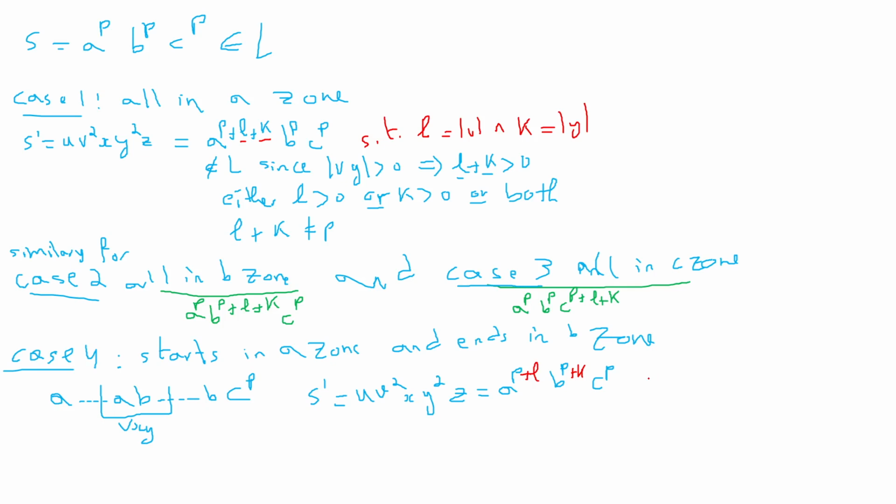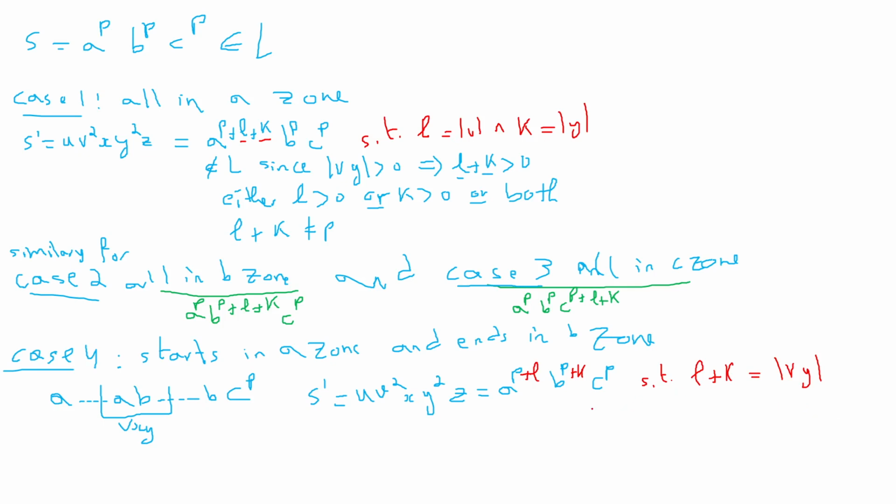Now it's different, such that L is... I'll do it like this first. I'll say that L plus K is the size of Vy. Makes sense, right? If you add them, you get the size of Vy. That's what you're pumping up. However, I'm not saying like before that L is the size of V and K is the size of Y. This is different this time.